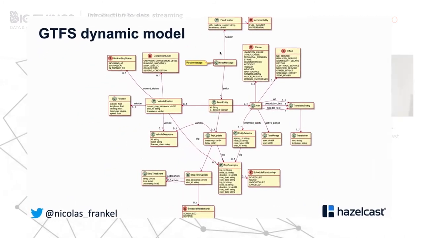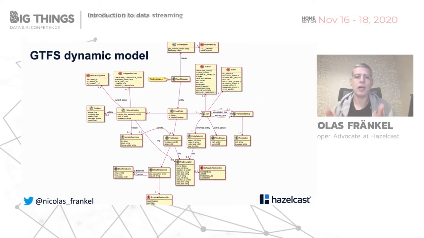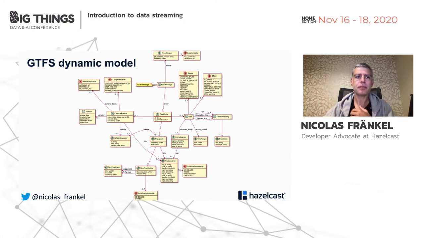You receive a JSON in the demo, and actually here the feed message is the biggest envelope, and then you just need to get to the feed entity, and you have all the positions of the vehicle. And if you read the specification, you say, "Oh wow, that's pretty cool. Why do I need stream processing for this?"